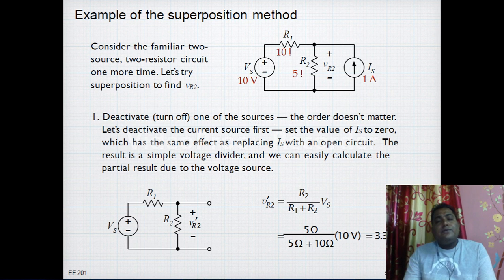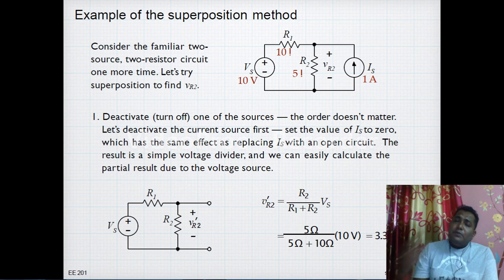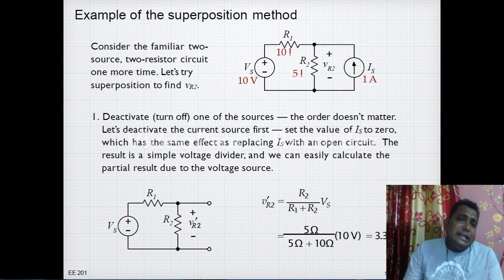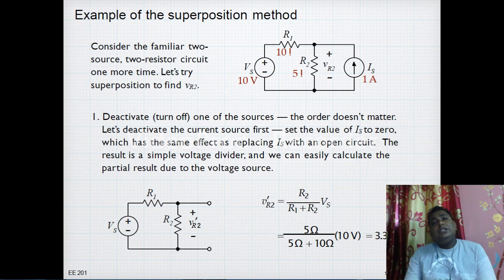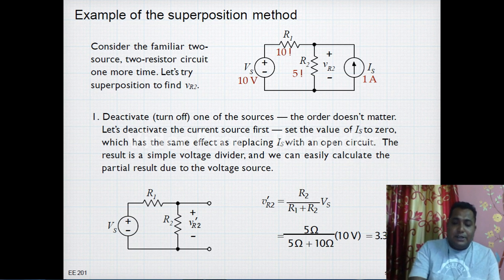Now we will find out through each branch what the current value is. Okay, so this is the first step. That means we have considered the voltage source and removed the current source, and after removing the current source we have made that terminal open. Now, through each branch, due to the presence of Vs, we can find out what the current and the voltage are. So this is all about the first step.